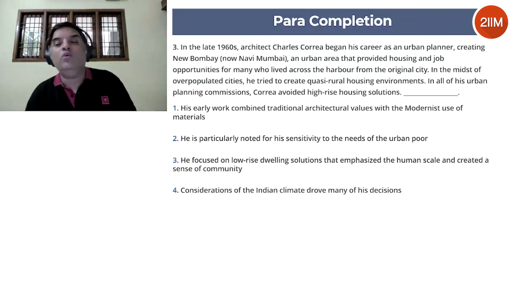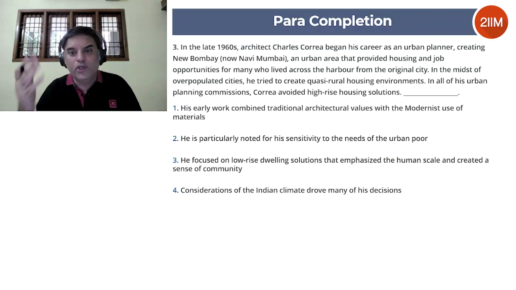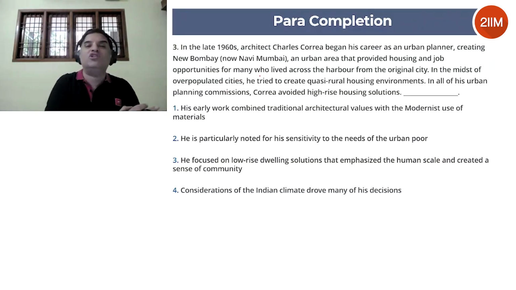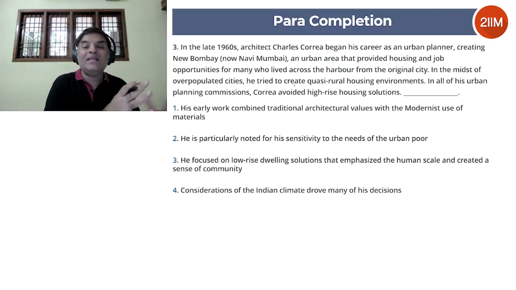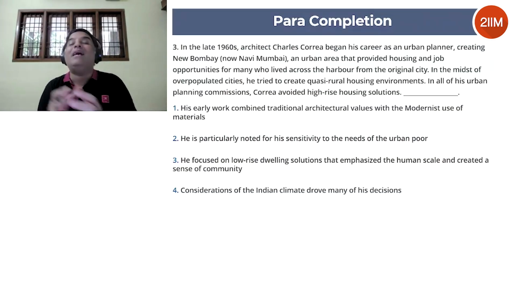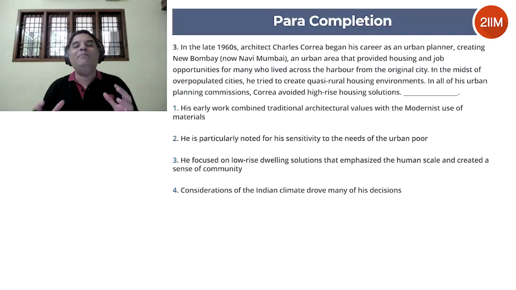So we're talking about Correa, who was an urban planner who created Navi Mumbai, or New Bombay as it was earlier called, to provide housing and job opportunities for many who lived away from the original city, which is Mumbai. And in the midst of overpopulated cities, Correa tried to create semi-rural housing environments, or rural-style housing environments. Quasi here can be interpreted as he tried to create rural-style housing environments in the midst of overpopulated cities.